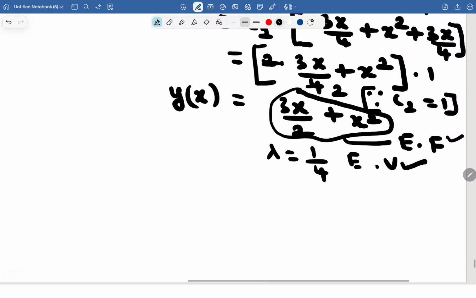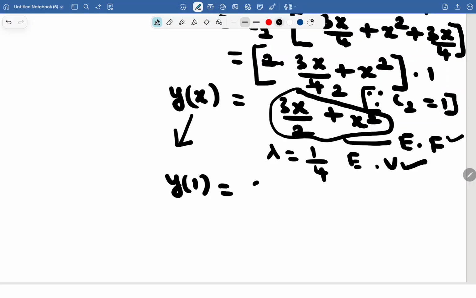Also in the problem it is given that y of 1 must be 5 by 2. I am going to check what is y of 1. y of 1 is 3 by 2 plus 1, which is 3 plus 2 by 2, and that becomes 5 by 2. Therefore, this y of x is 3x by 2 plus x square, which is our eigenfunction.